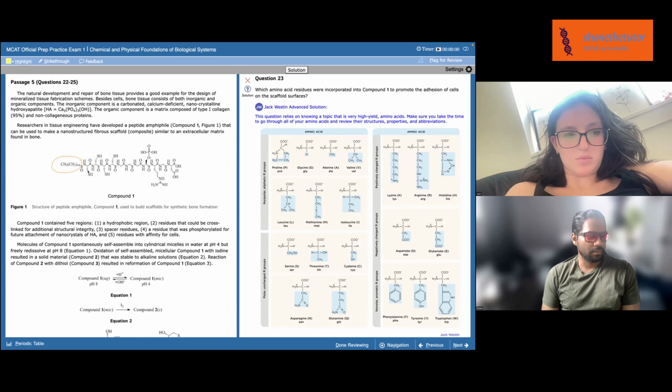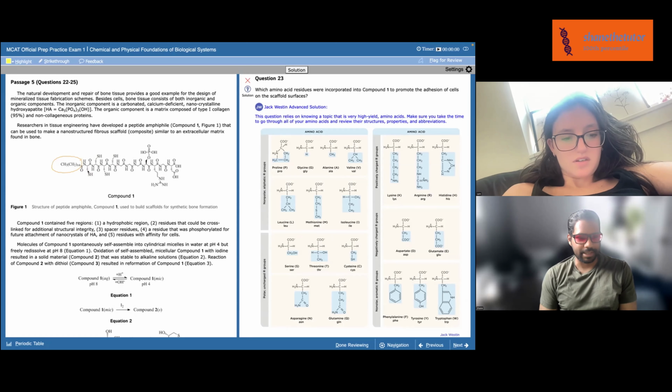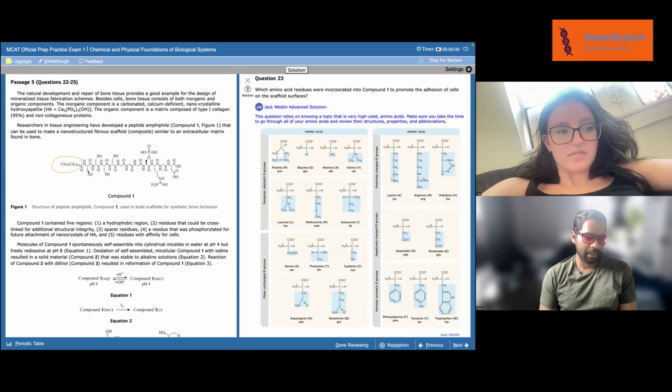That must be the cysteines because there's a bunch of them. Yeah, and they could be cross-linked, meaning they can form disulfide bonds, right? All right.